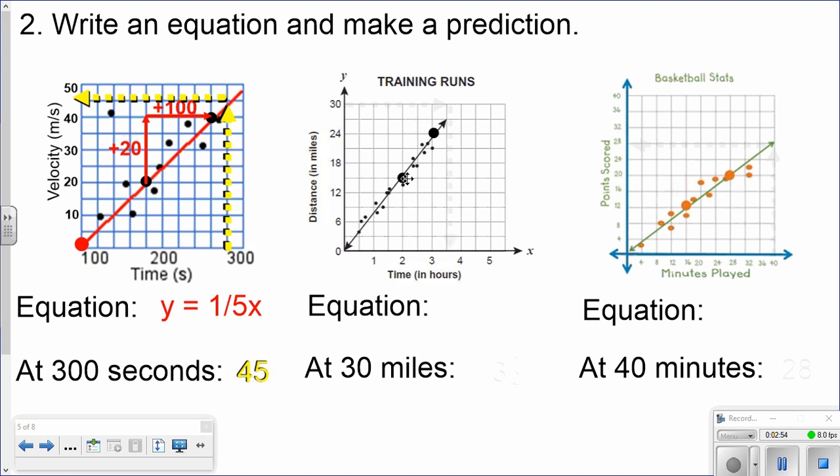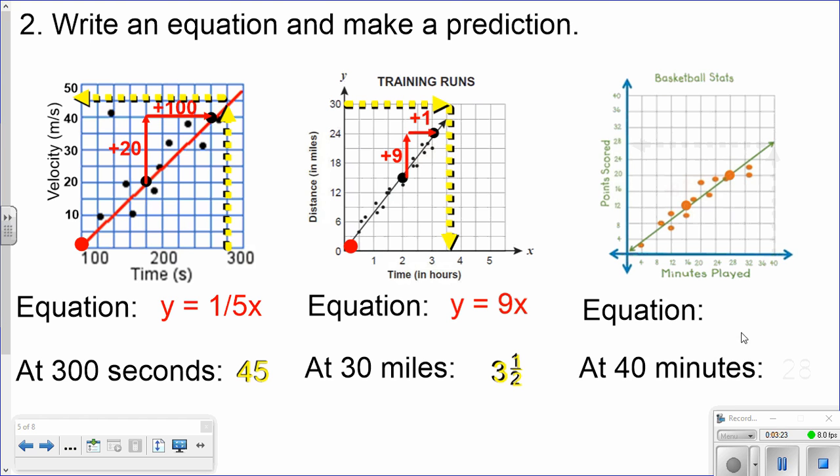In the next one, again, we've got the 2 dots that are a little bit bigger. That shows that they're the easiest ones to use, so we'll use those to find our slope. Up 9, right 1. So our equation is y equals 9x. And again, our intercept is 0. At 30 miles, we can plug it in, or we can just go over here at 30 miles and then come down and get 3.5.